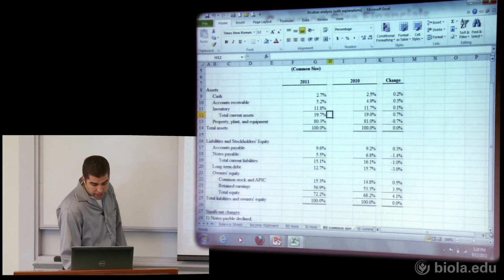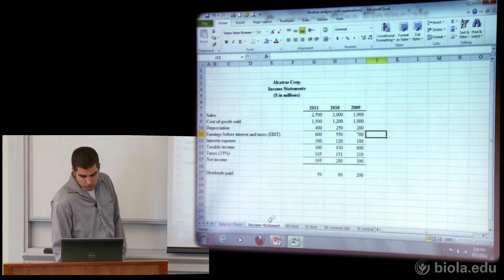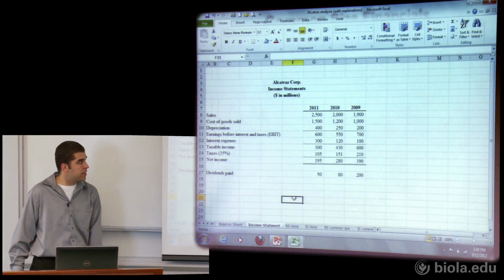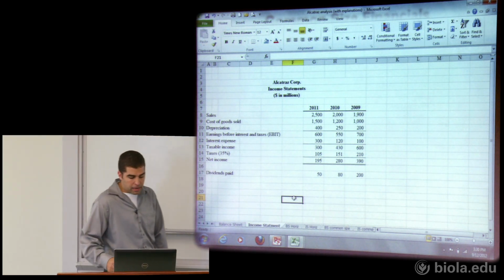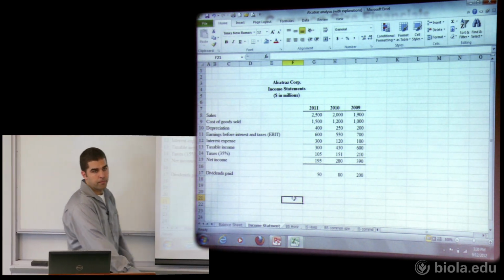Okay, let's go back to our income statement. Let's do this for our income statement. So let's do it for all 3 years here. And this shouldn't be that bad. Remember that our denominator is always our current year sales.